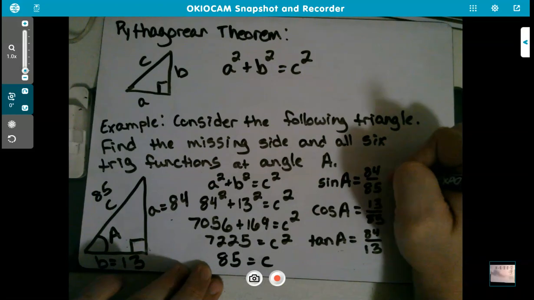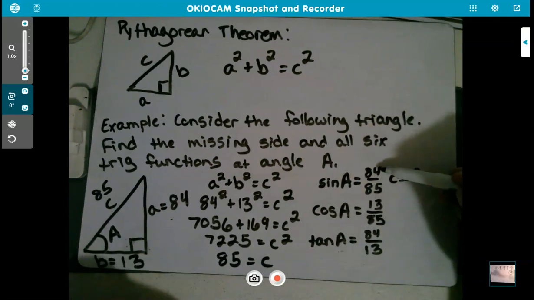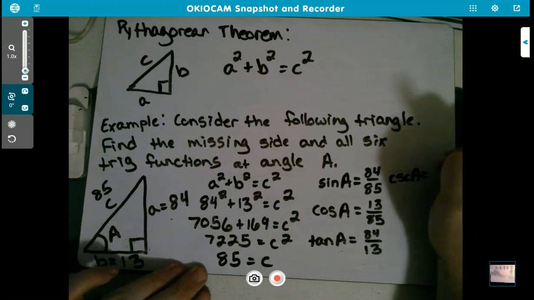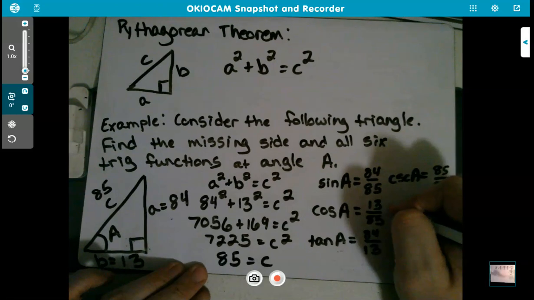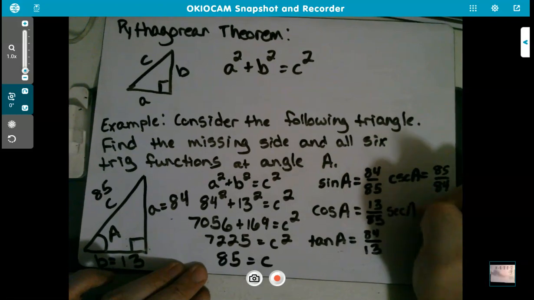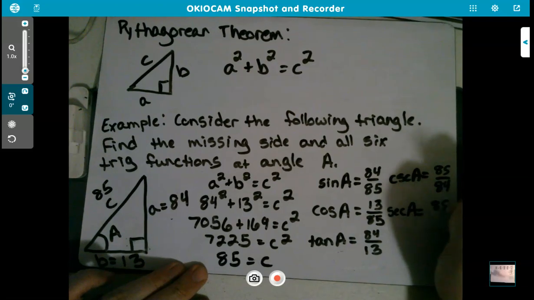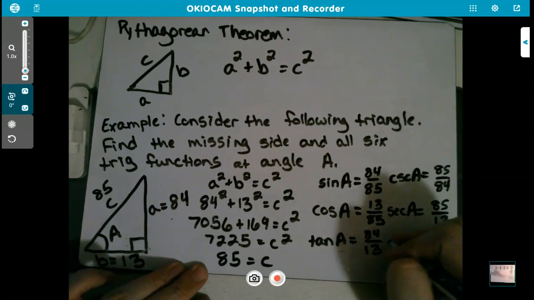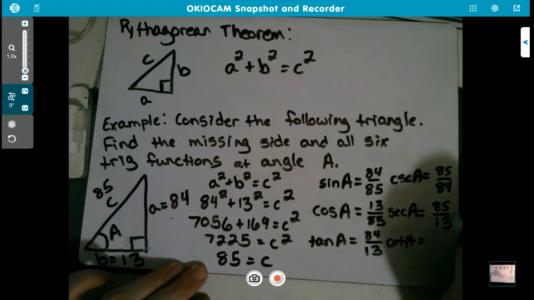Remember we said cosecant is just sine flipped. So since sine was 84 over 85, cosecant would be 85 over 84. Remember we said secant was just cosine flipped. So since it was 13 over 85, it would be 85 over 13. And then lastly, cotangent was tangent flipped. So since it was 84 over 13, it's going to be 13 over 84.